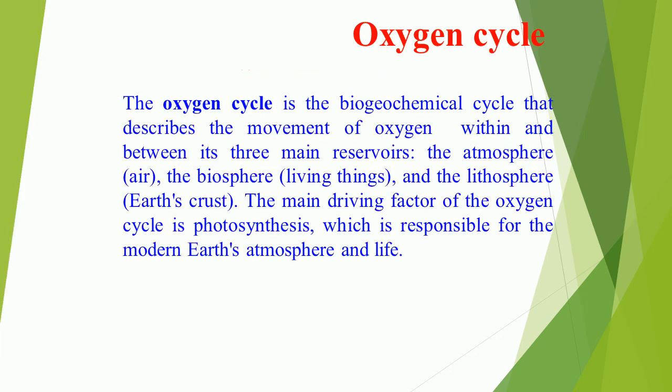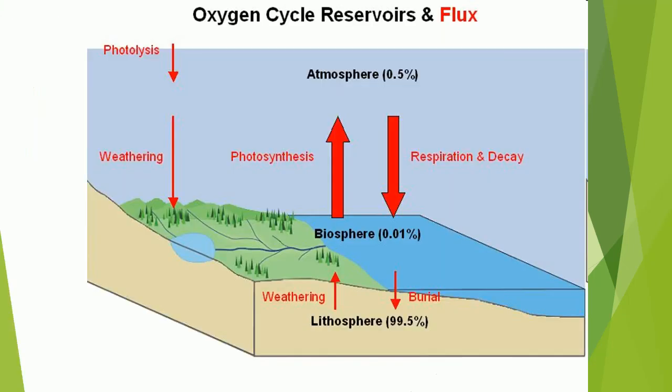Oxygen cycle. The oxygen cycle is the biogeochemical cycle that describes the movement of oxygen within and between its three main reservoirs, the atmosphere, air, the biosphere, living things, and the lithosphere, Earth's crust. The main driving factor of the oxygen cycle is photosynthesis, which is responsible for the modern Earth's atmosphere and life.